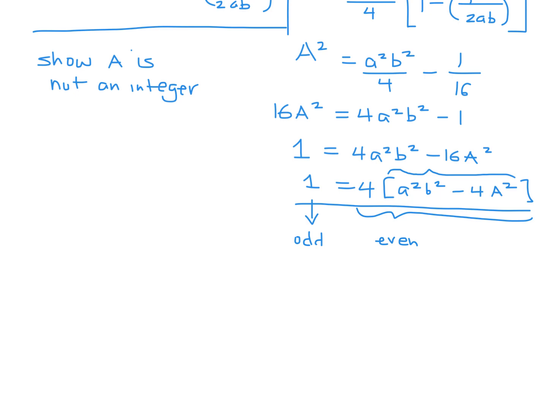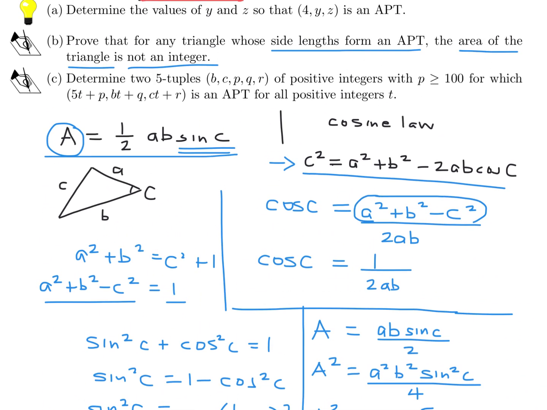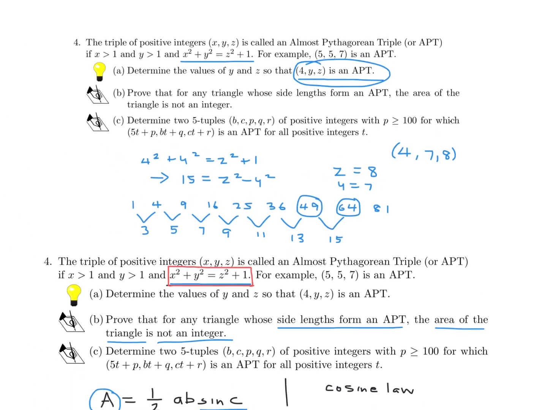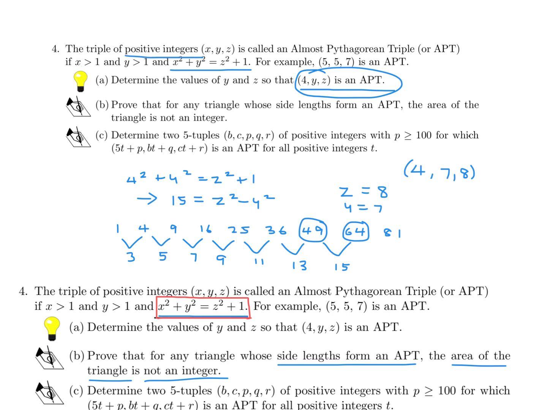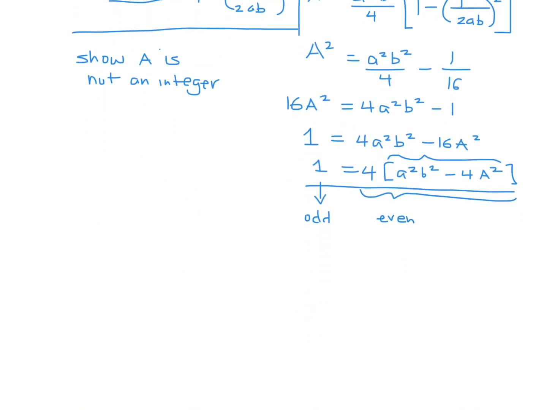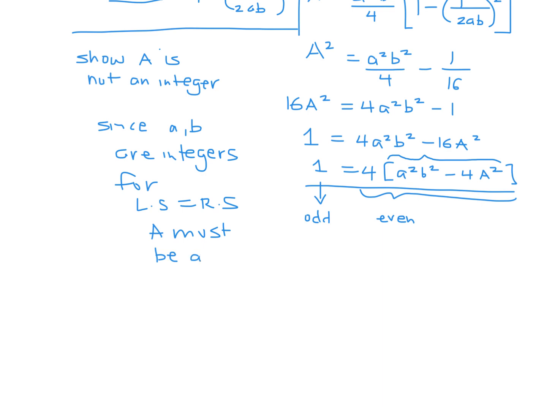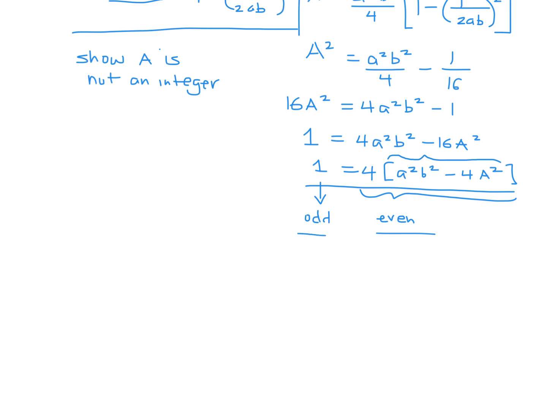Are the sides integers? Well, the side lengths form an APT, and an APT has integers, right? Yeah, positive integers. So we know that A, B, and C are integers. Okay, I got it. So since A and B are integers, that we know from the whole definition of the APT, for left side to equal right side, A must be a fraction or decimal. Because if A is an integer, there's no way that this right side will equal the left side. So therefore, A is not an integer.